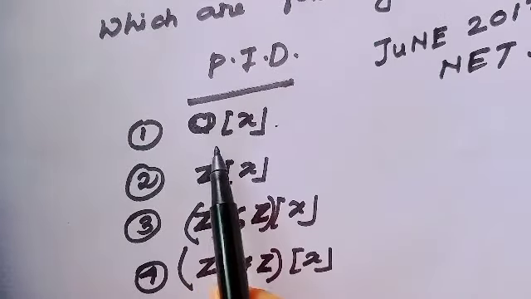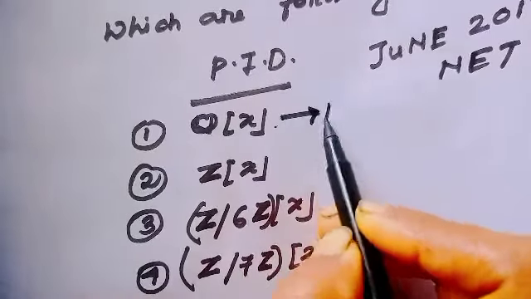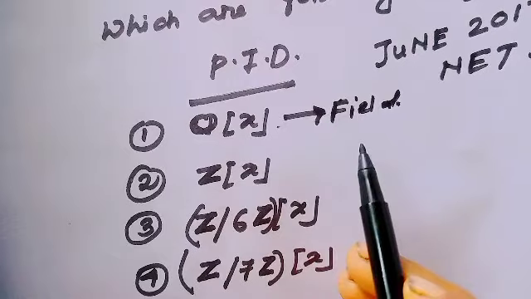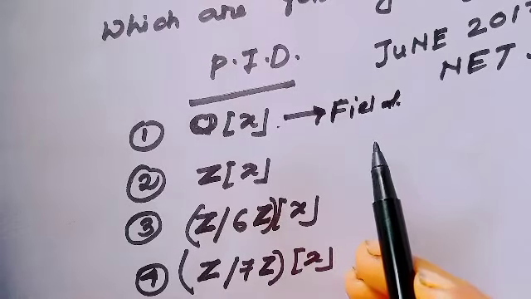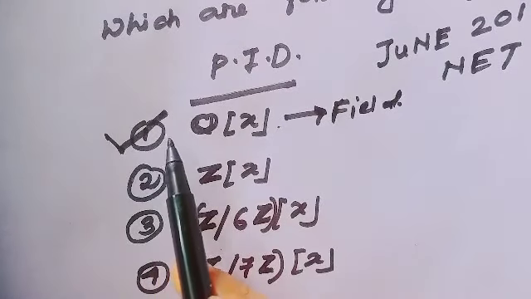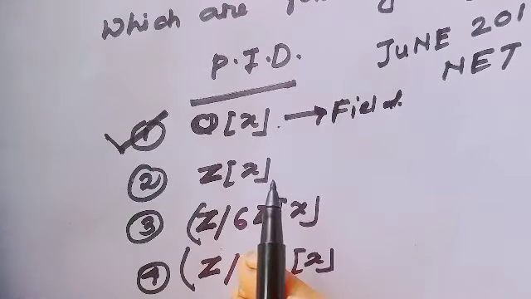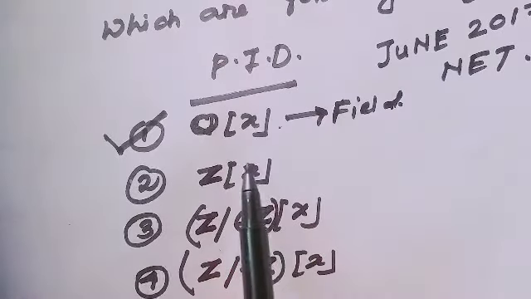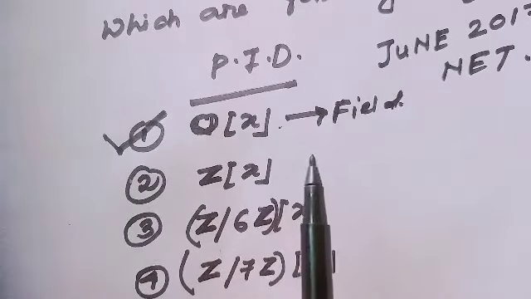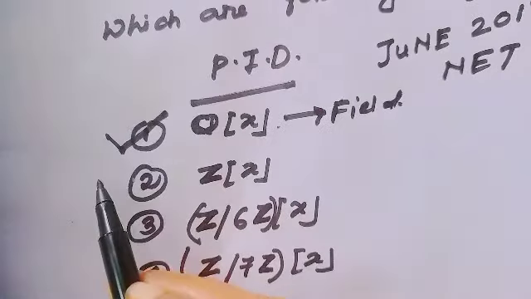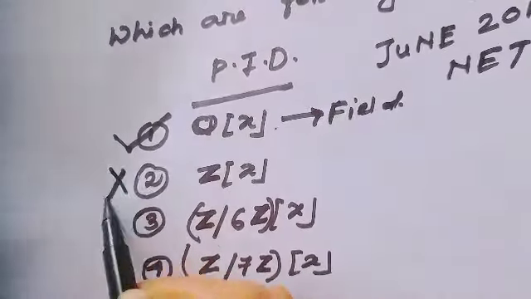First, Q[x]. Obviously Q is a field. That means Q[x] is always an integral domain. So this is obviously a P.I.D. because every such ring over a field is a P.I.D. Are you getting the idea? I have told you when K is a field, then K[x] is a P.I.D. Second example is Z[x], which is not a P.I.D., which I have seen a few minutes ago.